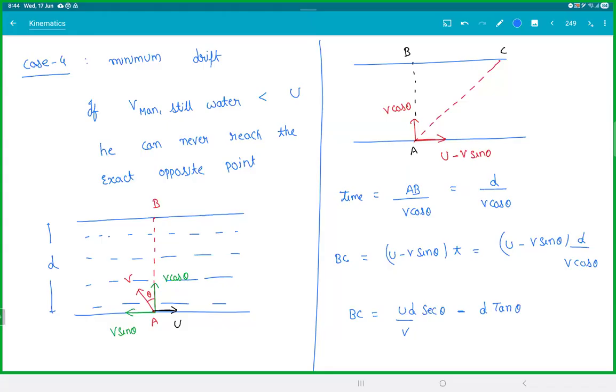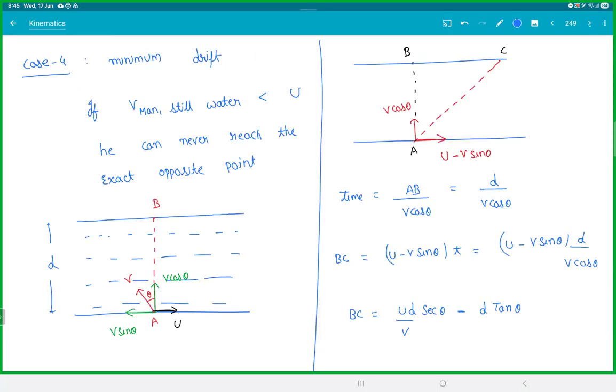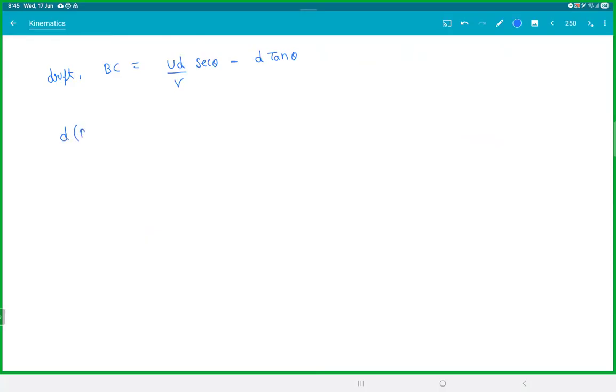Now among this, when you do maxima minima, there will be one particular value where the drift will be minimum. Now, like I said, this is pure math. You are just brute forcing, you're hitting it. So drift BC is equal to UD by V sec theta minus D tan theta. Maxima minima. So if you want to find the minimum value, dBC by d theta is 0 for minima. So differentiate this. UD by V, sec's differential will be sec theta tan theta.